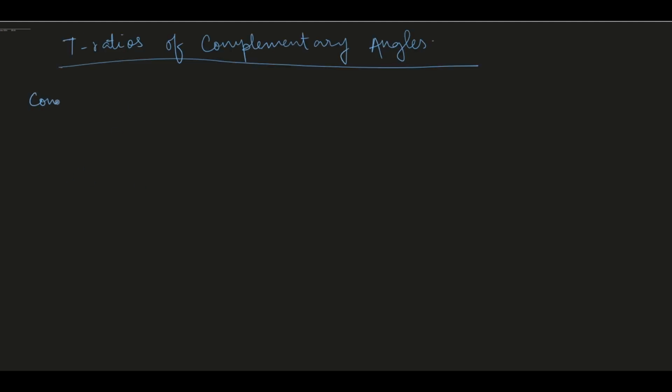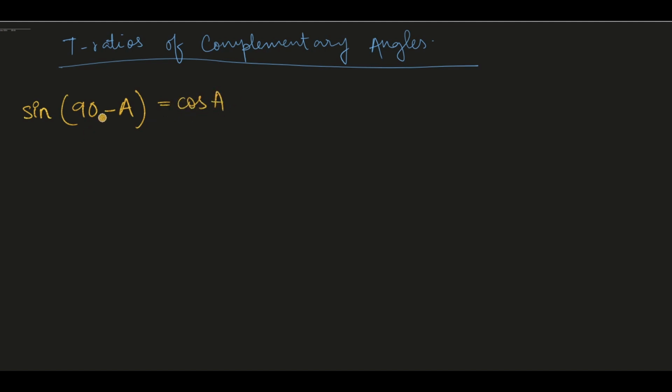This is the last part of the revision video. This is called trigonometric ratios of complementary angles. First thing is, what are complementary angles? Complementary angles are nothing but two angles whose sum must be equal to 90 degrees. A plus B must be equal to 90 degrees. Let's jump into the ratios for the complementary angles itself. So the very first one will be sine of 90 minus A. This will be equal to cos A.